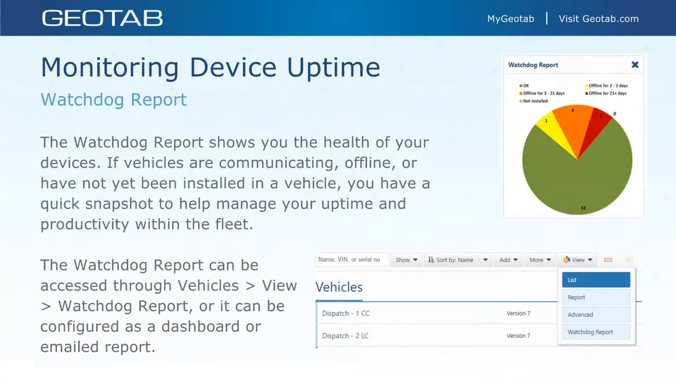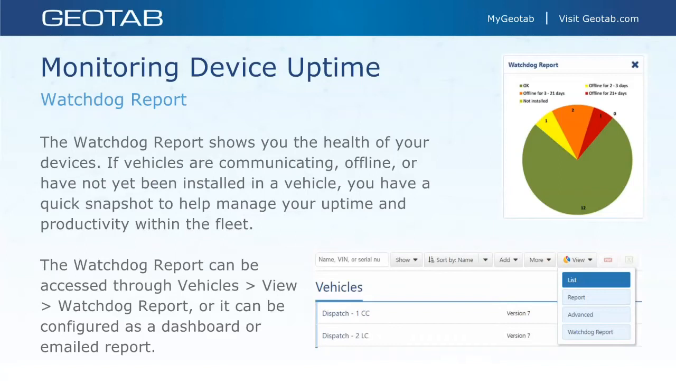So monitoring device uptime, the place to start is with the Watchdog Report. And the Watchdog Report is accessible either through the database, or you can set it up, which many fleets do, as a dashboard report, and that's actually what we recommend. The Watchdog Report shows you the health of your vehicles, whether they are communicating, whether they are offline, or whether they have not yet been installed in a vehicle.